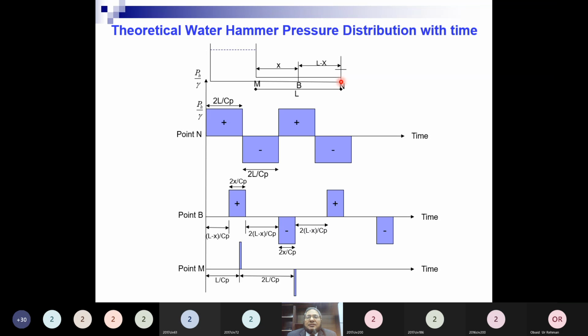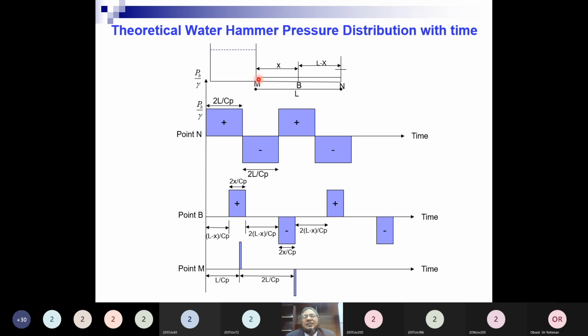Whenever we close a valve, which is provided at the end of a pipeline, so this valve is basically the closure of turbines. And this pipeline is, practically, the penstock. And this tank is practically a reservoir, like the Mangla reservoir or any other reservoir. Whenever we close this valve suddenly, then what happens? There is a loading of positive pressure wave, which moves with a velocity of Cp in the upstream direction, and it reaches the entrance of the pipe in a time.